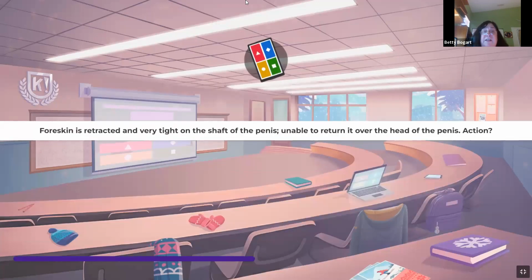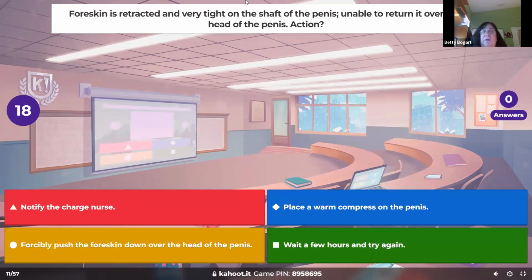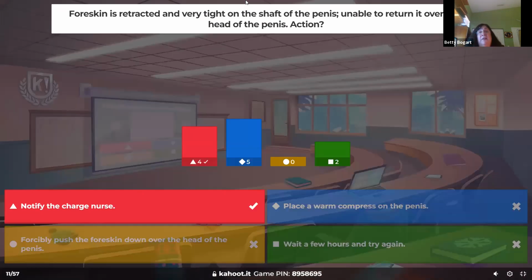Foreskin is retracted and very tight on the shaft of the penis and unable to return it over the head of the penis. What do you do? So you go in, you do the morning bath, you pull down and you clean it and you can't get the foreskin up. What are you going to do? You're going to tell the charge nurse right away, who's going to call the doctor, because it is pinching the foreskin and decreasing blood flow. So it needs to be treated quickly. Warm compresses are going to make it swell more. It's not going to work and you don't have hours to wait, okay?